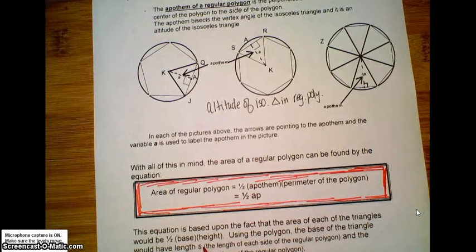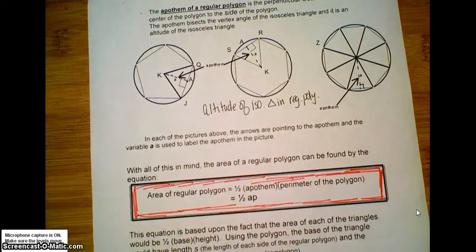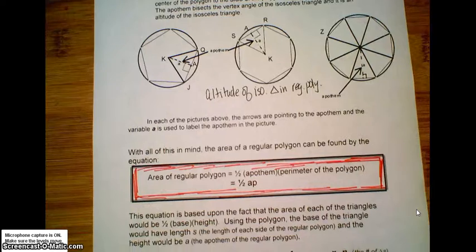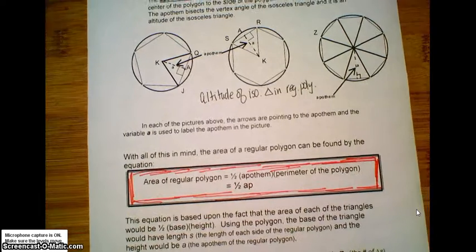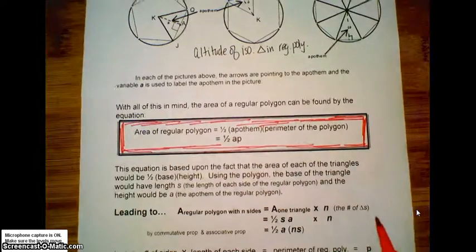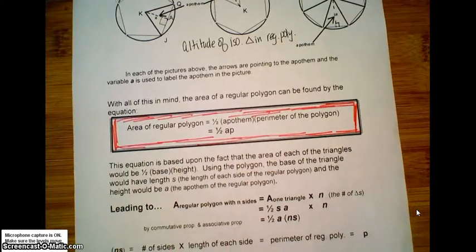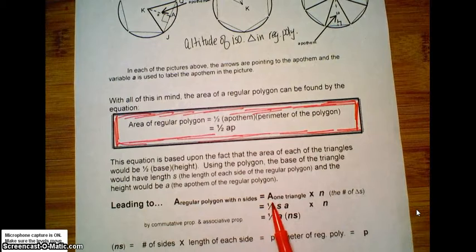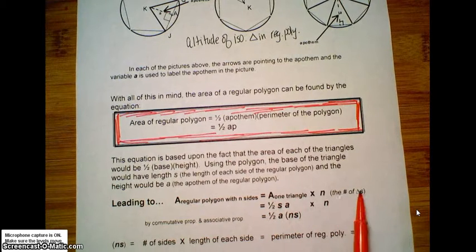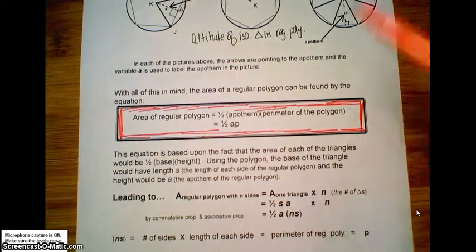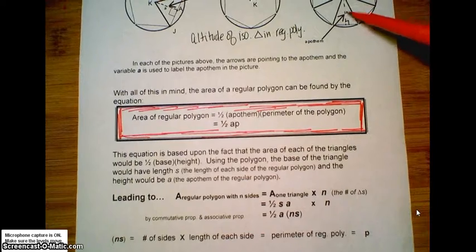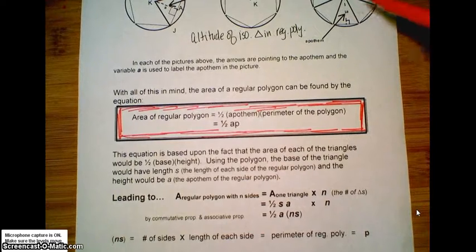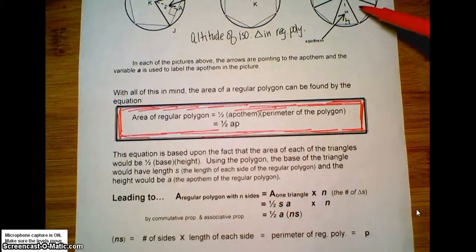So it's based upon the fact that, and this is something to think about, I'm not going to have you prove this, but you should think about what's happening. What happens is, if I have a regular polygon with n sides, if I take the area of one triangle and multiply it by n, I'd have the area of the entire polygon. Logical, because each of these isosceles triangles is congruent to the one right next to it.